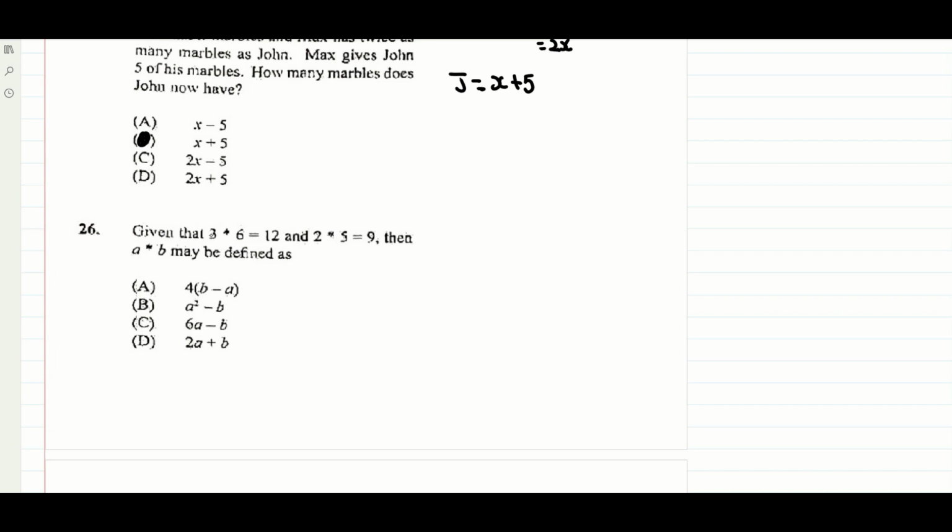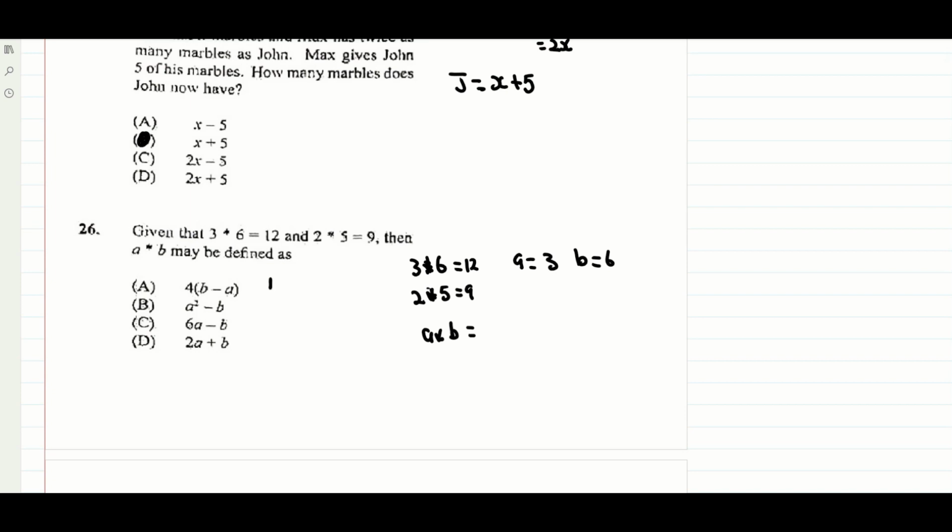Right, this is the next binary operation. They told you 3 asterisk 6 is equal to 12 and 2 asterisk 5 is equal to 9, right? Therefore A asterisk B is equal to, so what I would do is use these answers that I have here to figure it out. So A is 3 and B is 6. Let's see which one, when we put it in, gives us 12.